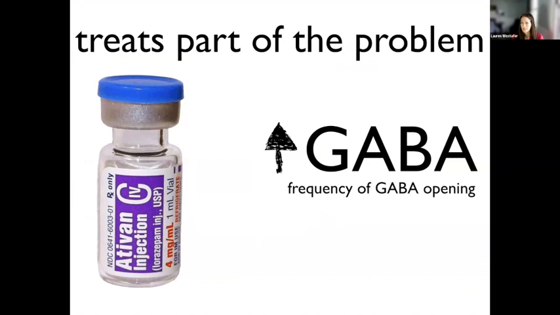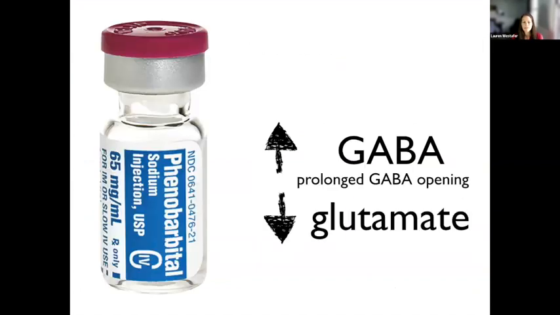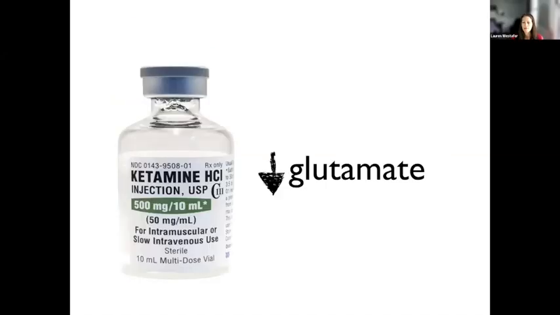But there are a couple of things with alcohol withdrawal. There's not only the GABA, but also the glutamate. Phenobarbital happens to work on both of these neurotransmitters. So it prolongs the opening of those GABA channels, but also works to decrease glutamate. And we talked about how the NMDA receptors, for which glutamate is the neurotransmitter, are upregulated. So this will help decrease that. So it targets both aspects of alcohol withdrawal.